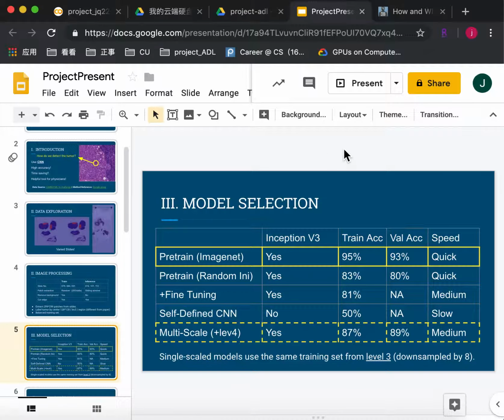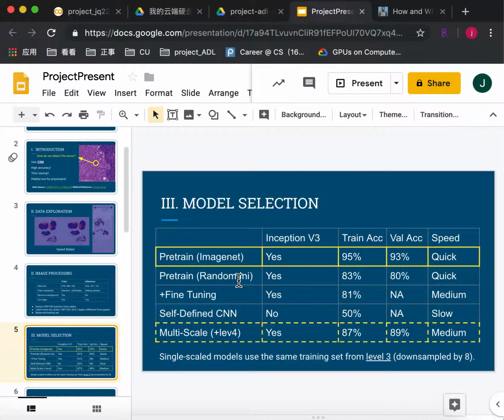In this project, I tried several different models. To start with, I used a pre-trained Inception V3 with ImageNet. We could see that although our dataset is quite small, it has a high training and validation accuracy, and it is the quickest of all the models.